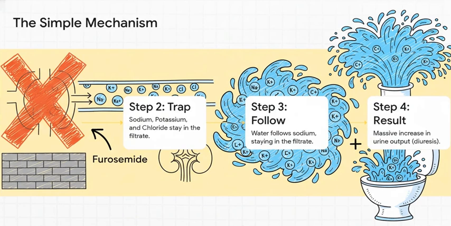Okay, let's make this super simple. Here's how it works in 4 steps. 1. Furosemide blocks a special channel. Think of it like putting up a roadblock. 2. Because of that roadblock, electrolytes like sodium, potassium, and chloride can't get back into the blood. They're trapped in what will become urine. 3. And what always follows sodium? Water. So if all that sodium is stuck in the tube, a ton of water stays right there with it. And 4, the result is a massive increase in urine output. It's a really powerful chain reaction.